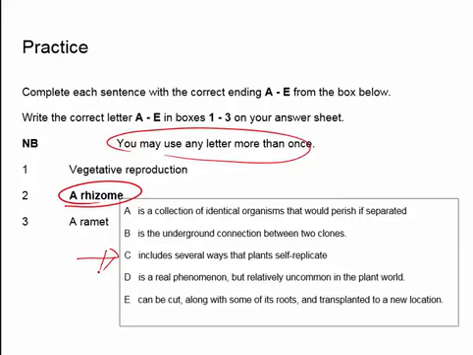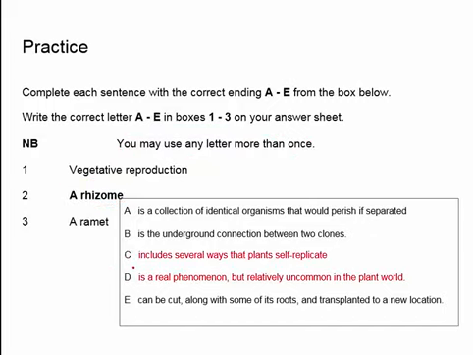A rhizome includes several ways that plants self-replicate? No, that sounds like a process, so we can definitely cross that one off. Okay, but then let's take a look at the other ones that may make sense. Since we've crossed this one off, and we definitely crossed this one off for all answer choices because the passage says something opposite to this, then we're left with A, B, and E.